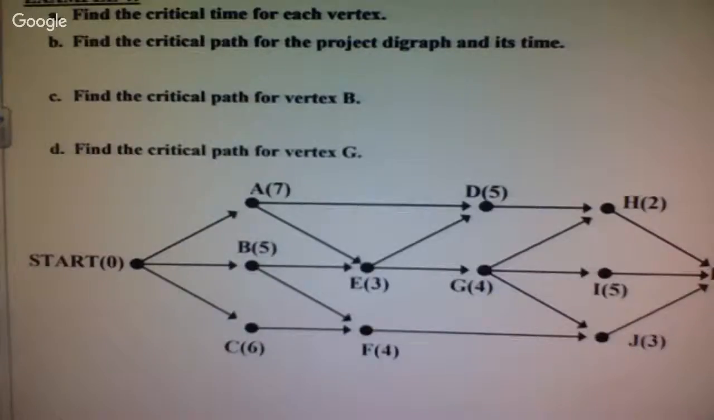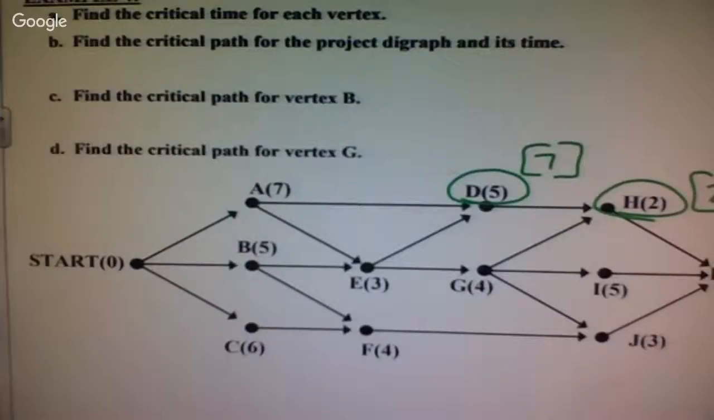All right, so again, the biggest problem I'm seeing is A. Everybody seems to have gotten everything else. Okay, so when I back up and look at H to the end is a critical time of 2. When I back up to D becomes 7. There's multiple ways to get back to A, so I'm going to stop there right now. I'm going to go back to the end. So I has a critical time of 5. J has a critical time of 3.